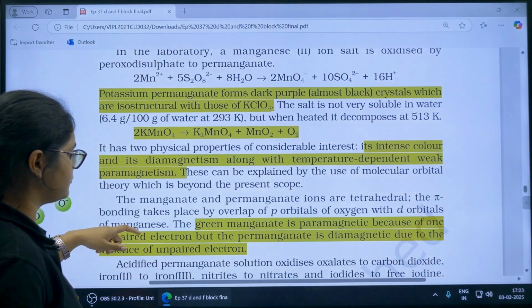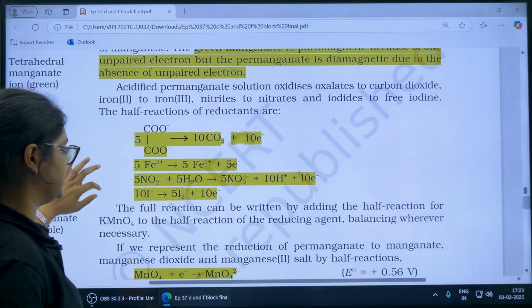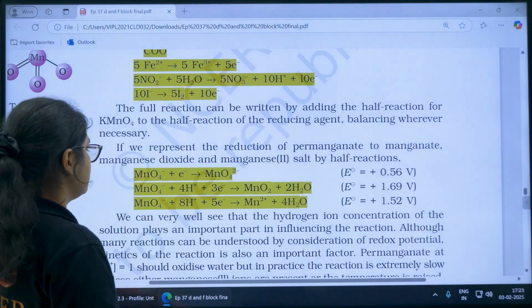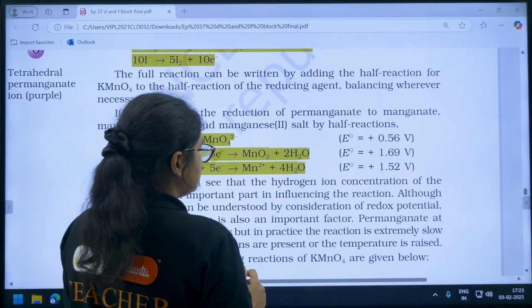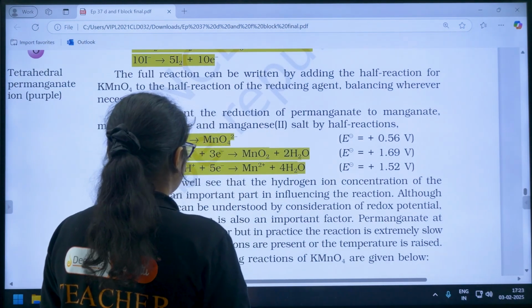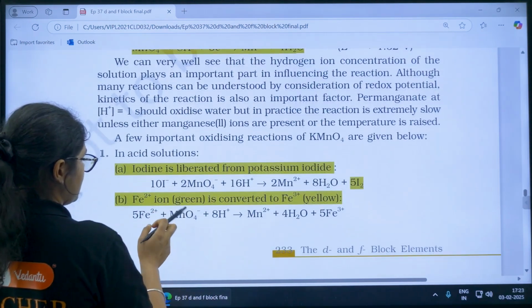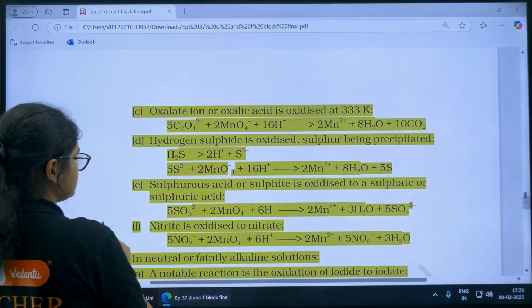Now moving forward, we have again the oxidizing nature of this one. KMnO4 can get decomposed, okay, then it is paramagnetic, and here we have the oxidizing reactions of permanganate ion. So next, this is in your neutral medium, acidic medium and basic medium. What are the reactions that are given? Then the oxidizing nature in acidic solution, okay, all these reactions you should understand.